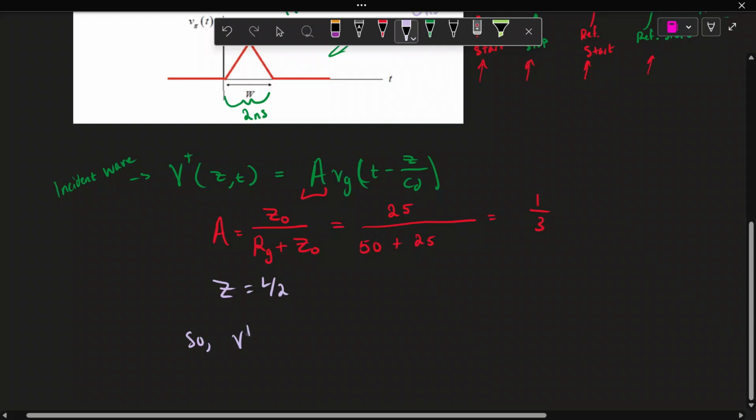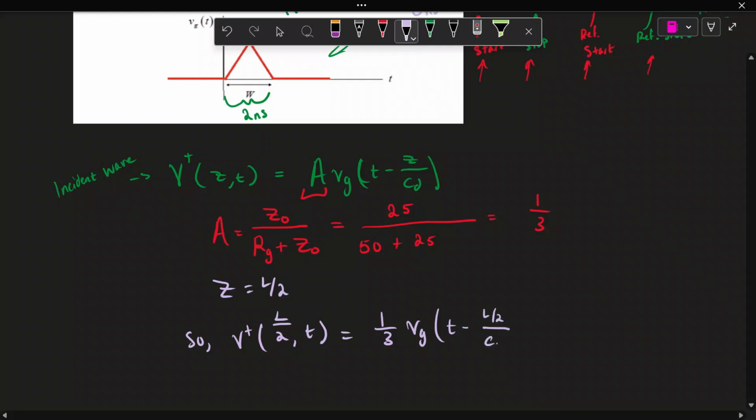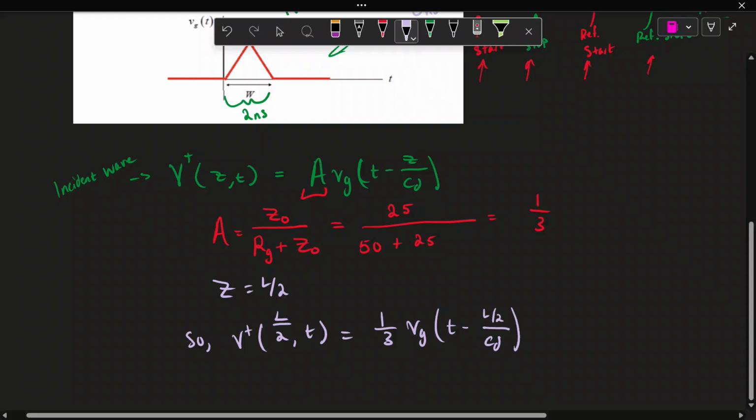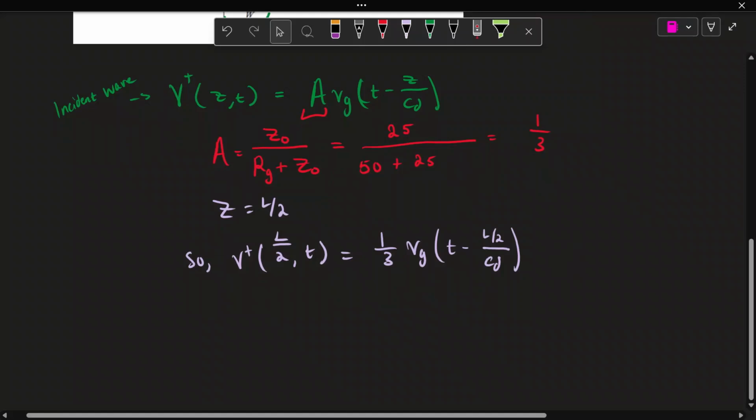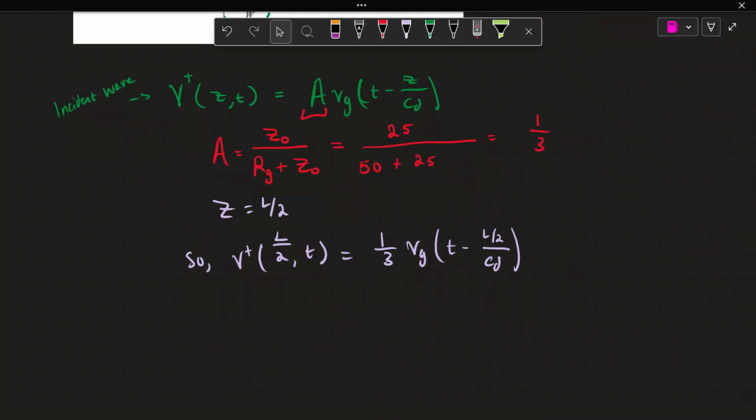So V plus, the incident wave, at Z, which we can replace as L over 2, as a function of time, is equal to 1/3 Vg of t minus L over 2 divided by CD. Now, we're not given any of the Teflon. If we're not told it's Teflon, we're not told any of the permittivity, so we keep CD as that. Now, that's what we have. I mean, that's our incident wave.